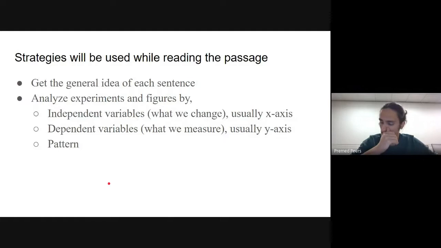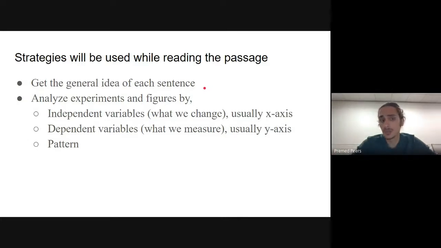A couple of things I thought I would start with, especially focusing on what strategies we're going to use today while reading the passage. Feel free to use your own strategies, this is just a way that we can be on the same page. We really want to get the general idea of each sentence and each paragraph. We don't want to get bogged down by all the details they give us. We just want to get the general idea of what's happening.